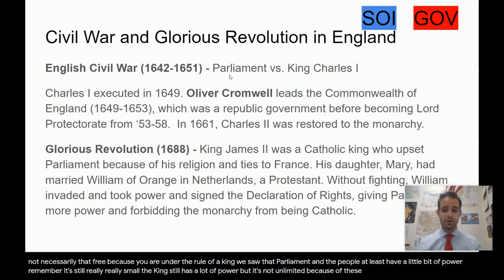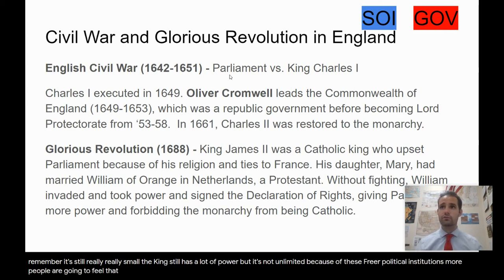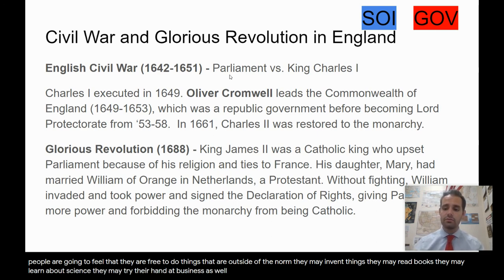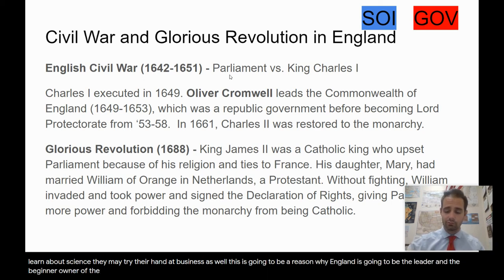Because of these freer political institutions, more people are going to feel that they are free to do things that are outside of the norm. They may invent things, they may read books, they may learn about science, they may try their hand at business as well. This is going to be a reason why England is going to be the leader and the beginner of the Industrial Revolution, as we'll talk about in Unit 5.